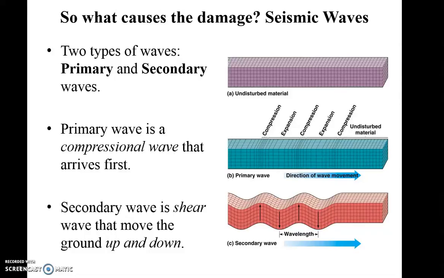Now, what causes the damage? We refer to the type of waves that are produced when two plates are interacting with each other as seismic waves. These two types of waves are identified as the primary wave and the secondary wave. The primary wave, when the plates start to slide or subduct, is the compressional wave that arrives first. Then we have the secondary wave, which is the shear wave, that moves the ground up and down. You can see on the diagram that we first have the compressional wave, where it's a jolt, and then you have the secondary wave, which actually looks like the ground is moving up and down.